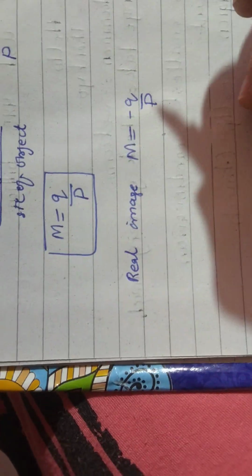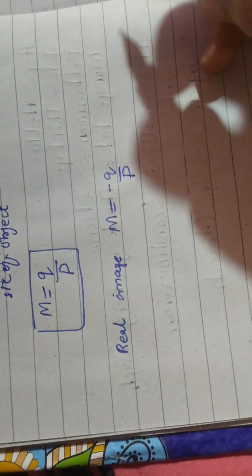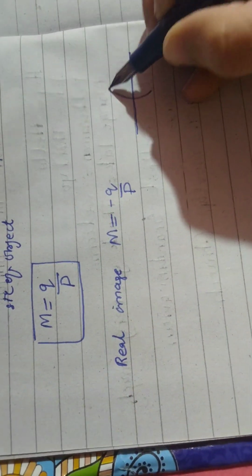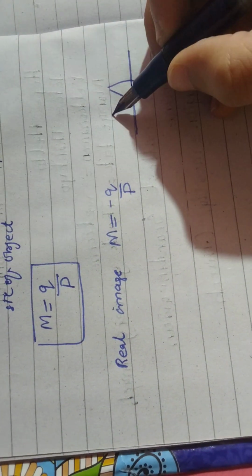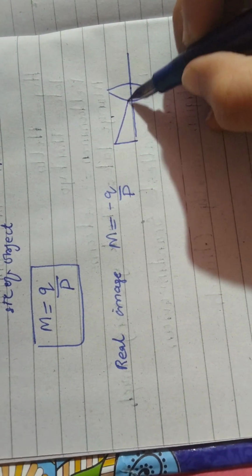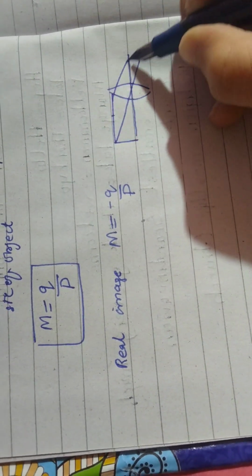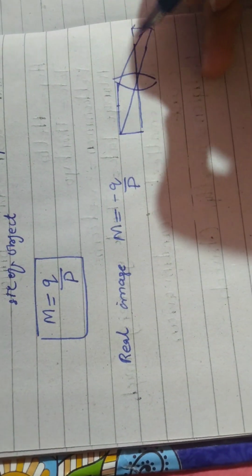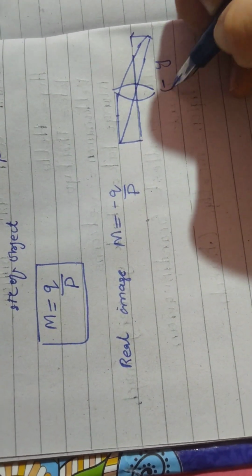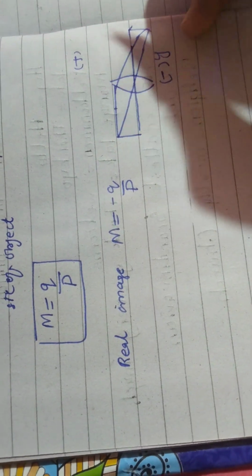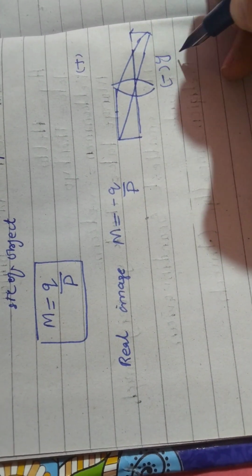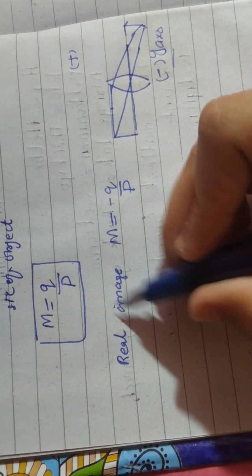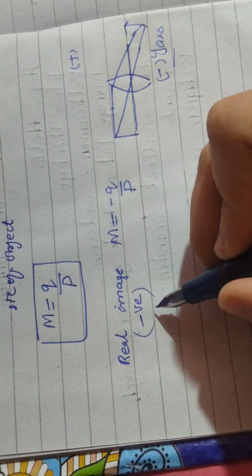Now you'll be wondering why I have put a minus here. Consider this is the principal axis, this is a convex lens, and the object is placed over here. As you know, the rays will converge like this, and obviously it will form an image. This is the positive y-axis and this is the negative y-axis. So the image is inverted, in the negative y-axis. That's why the magnification for the real image is negative.